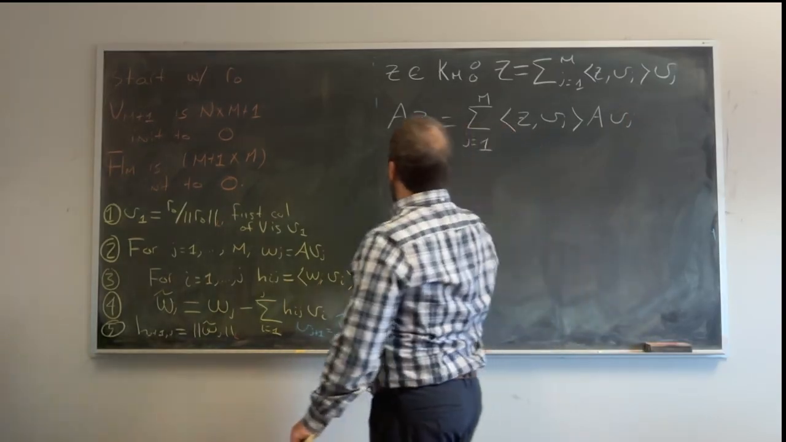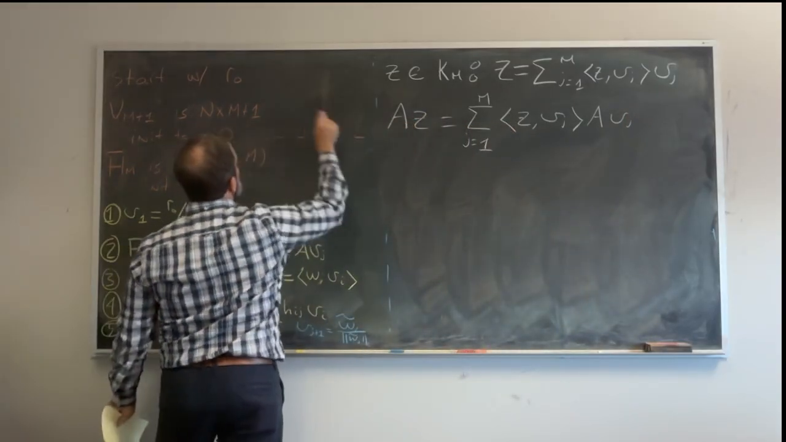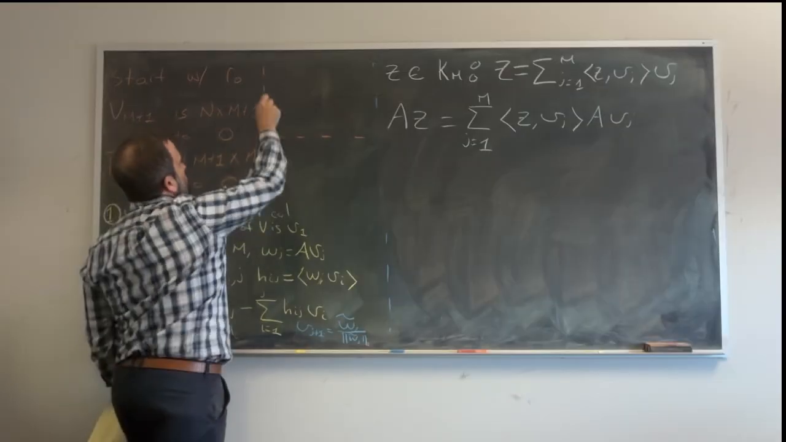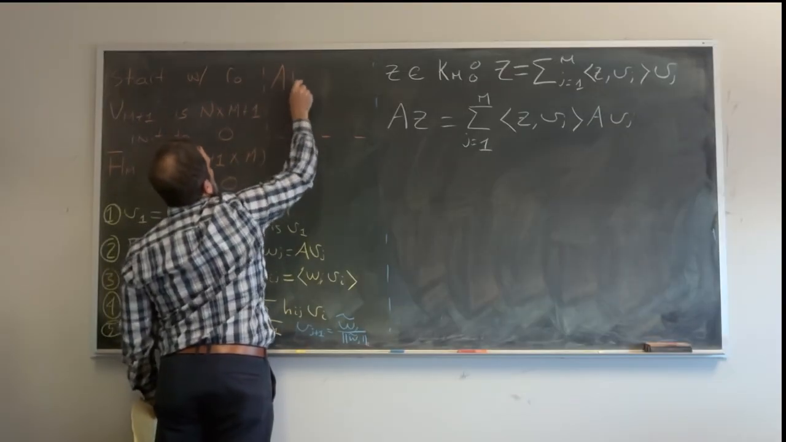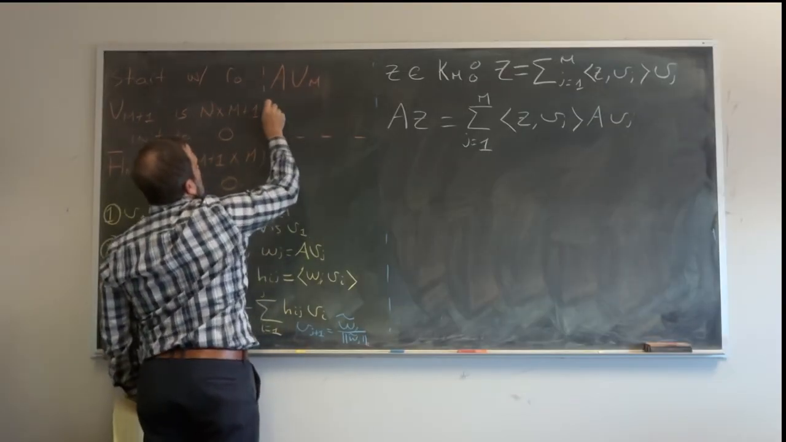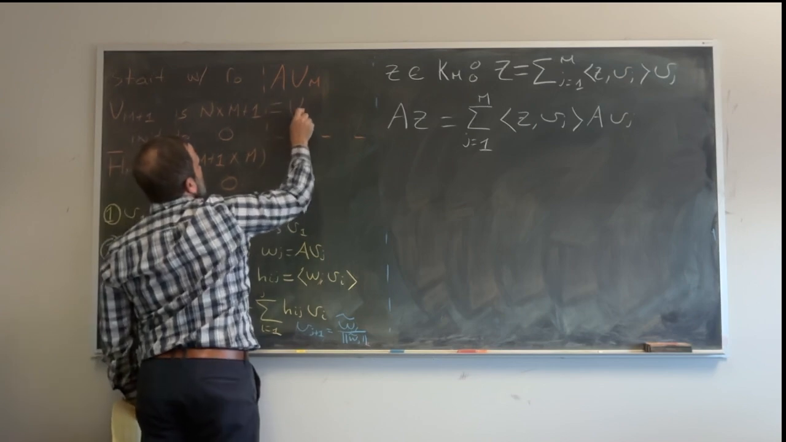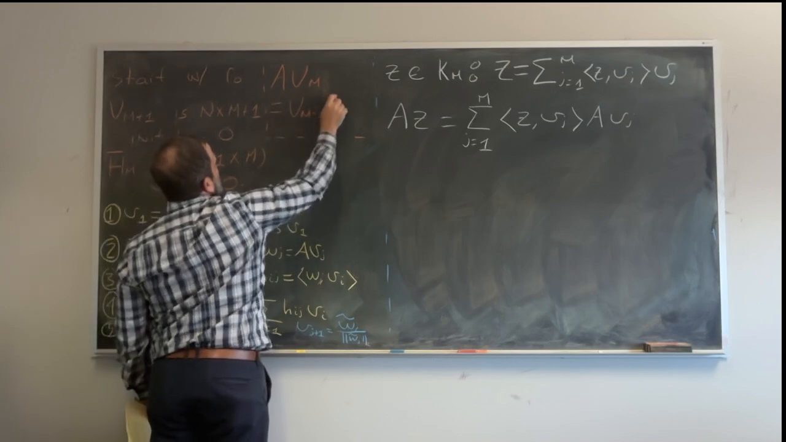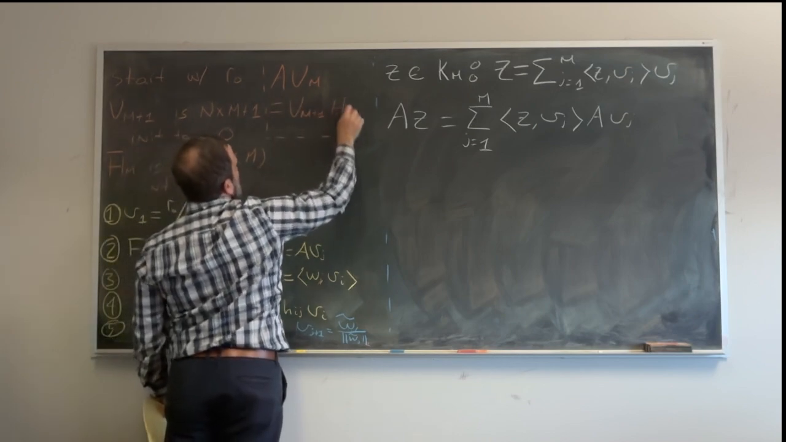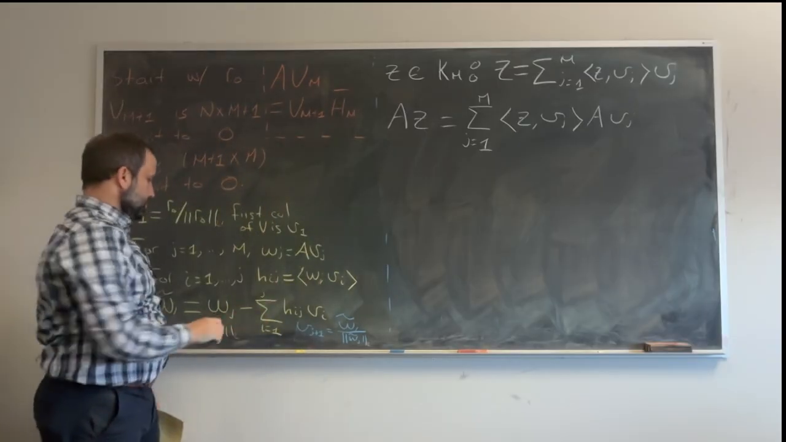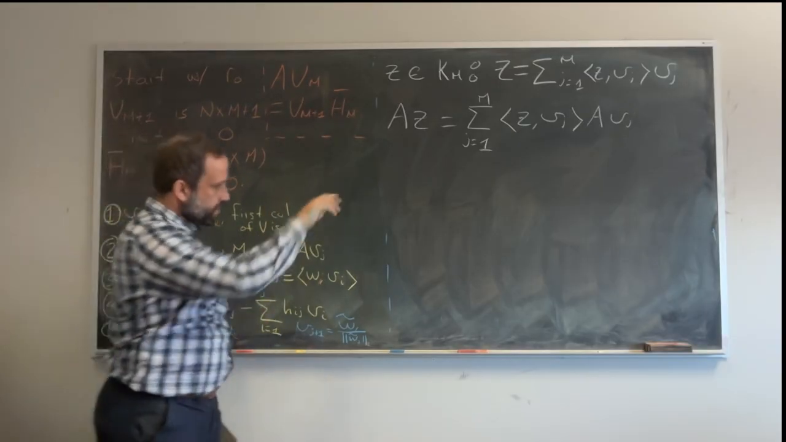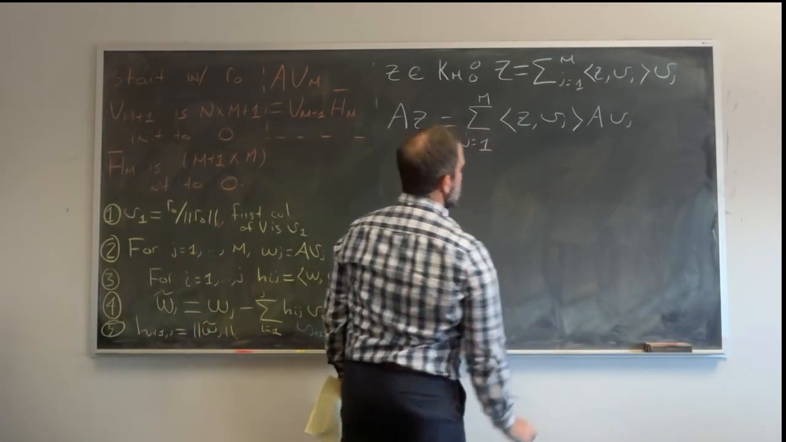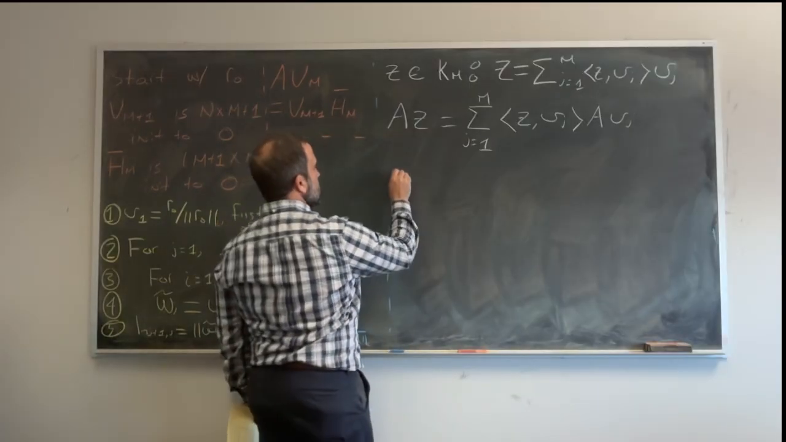Now I meant to tell you exactly what this is leading to here, but what we're going to show, our goal is to show that A times Vm is equal to Vm plus 1 times H bar m. Okay, that is what this computation is leading to. So how can we do that?